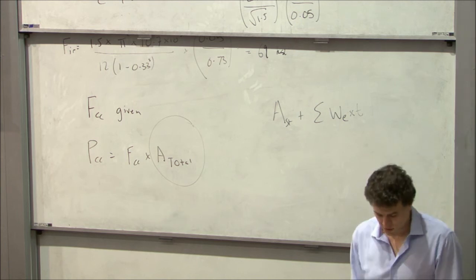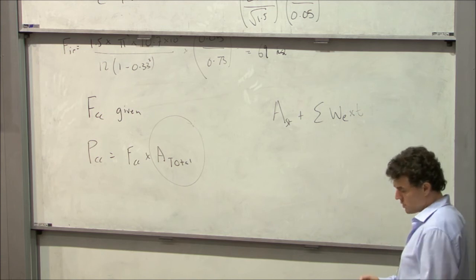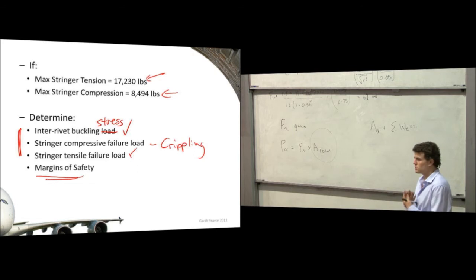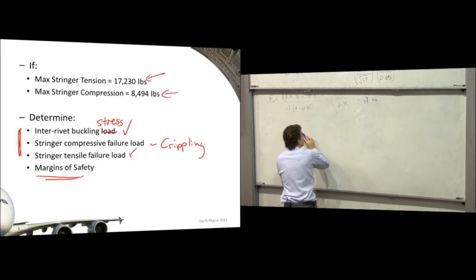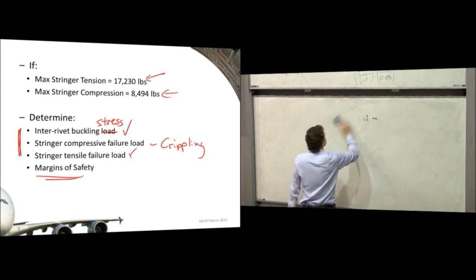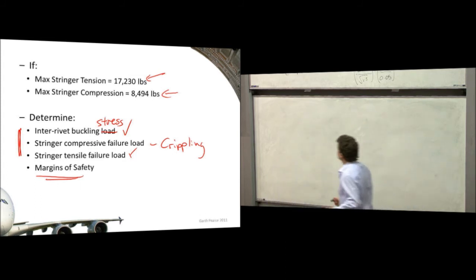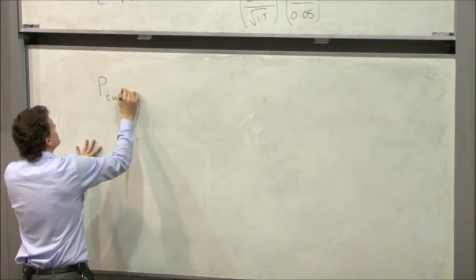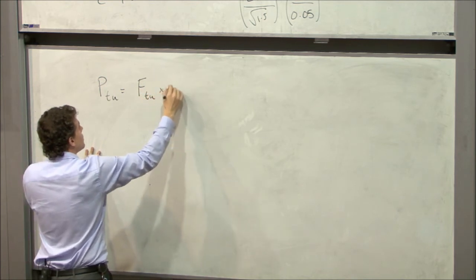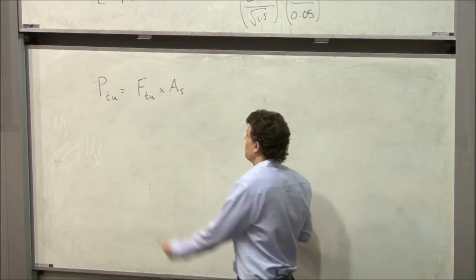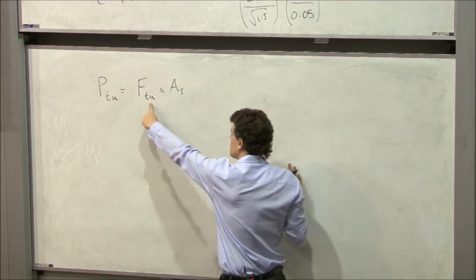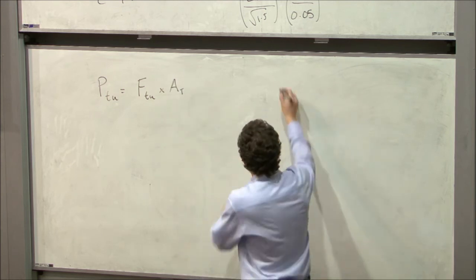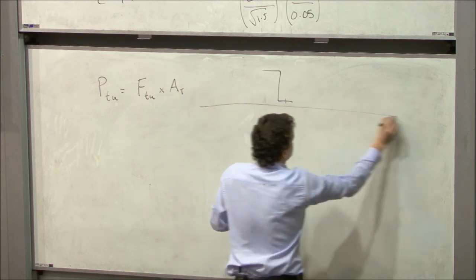The stringer tensile failure load. In tension, we never need to worry about effective widths because in tension, things don't buckle. So in tension, all the skin is active. So if we wanted to work out the tensile ultimate, we have the force that the stiffener can carry in ultimate tension is the ultimate tensile stress of the material times the total area. In this case, the total area is the total skin width between stiffeners.